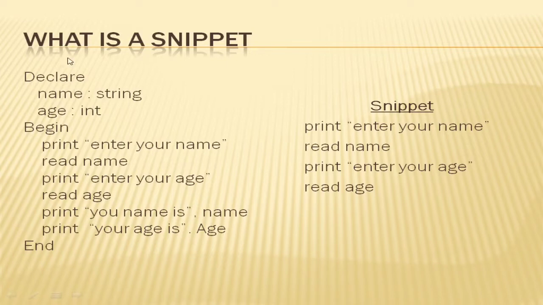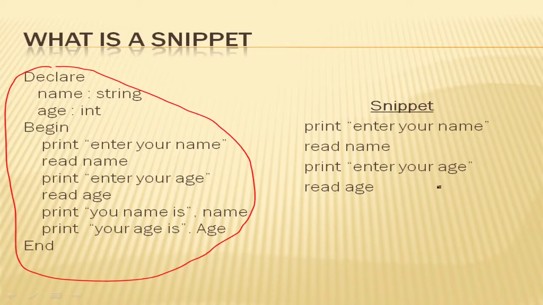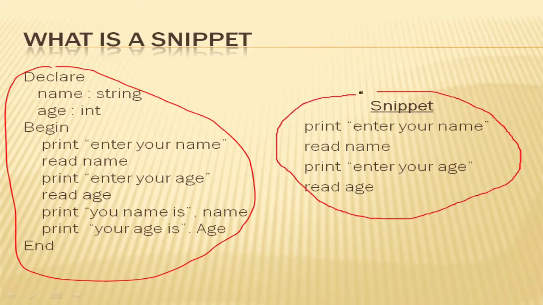So here I have a sample pseudocode which is requesting a name and age and then outputting the name and age with a message, right? And here on the right I have an example of a snippet, which is basically a brief extract or small portion of the larger pseudocode which is on the left.